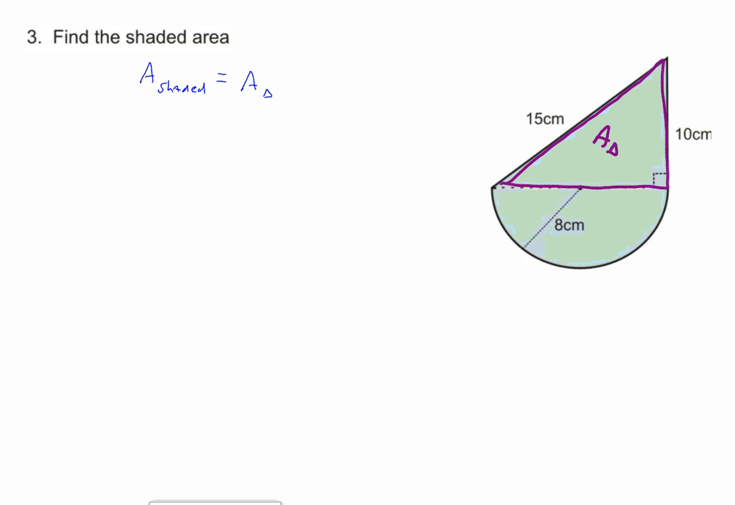What kind of sign do I put next? Say it if you know it. What do I need next? What operation? Add, subtract, multiply, divide. Add. I got to add. Don't those two go together? Okay, I got to add. I got to add to my area of my triangle.